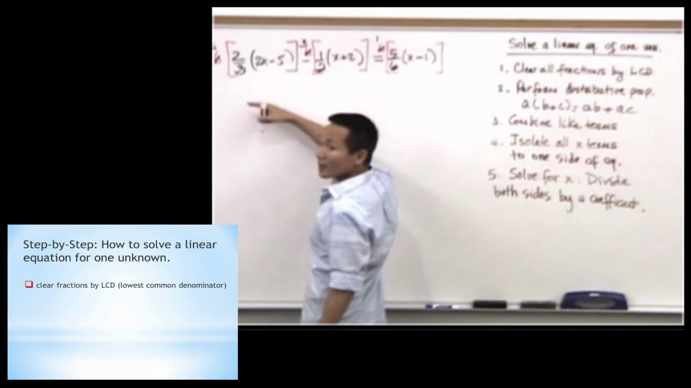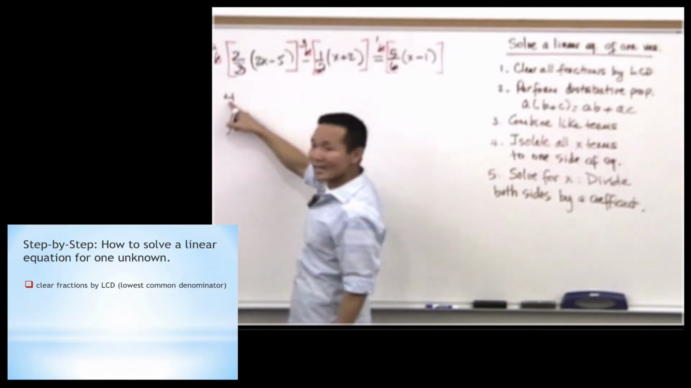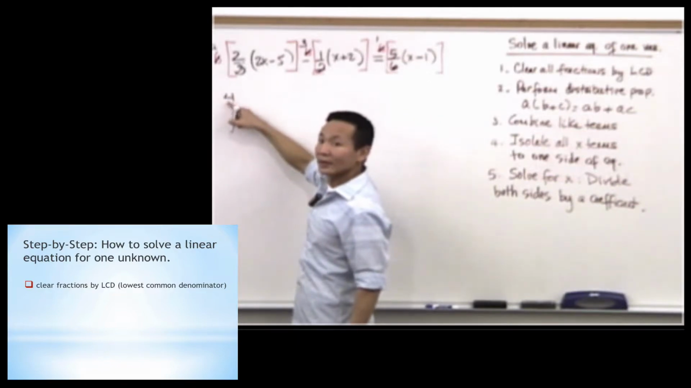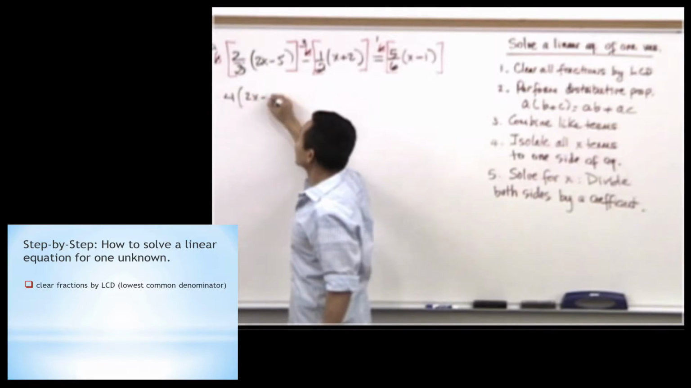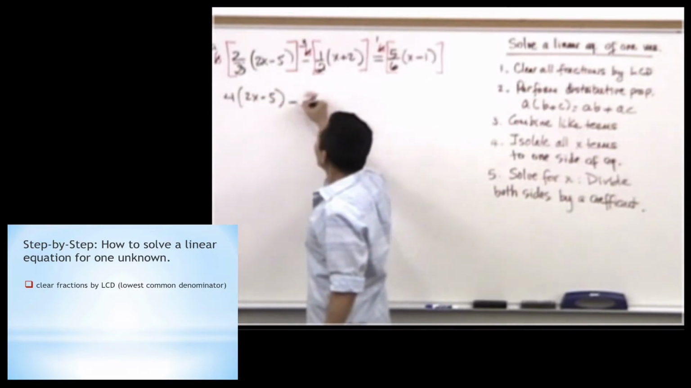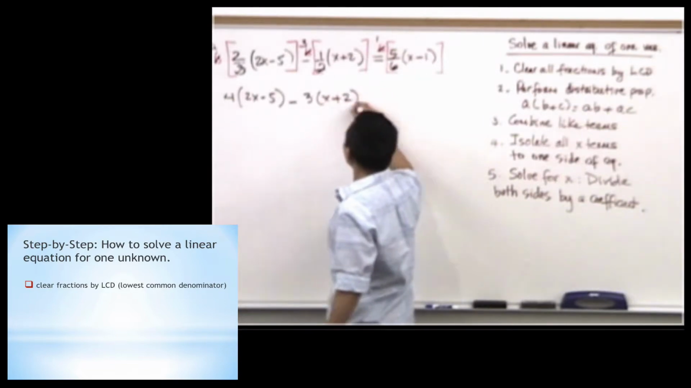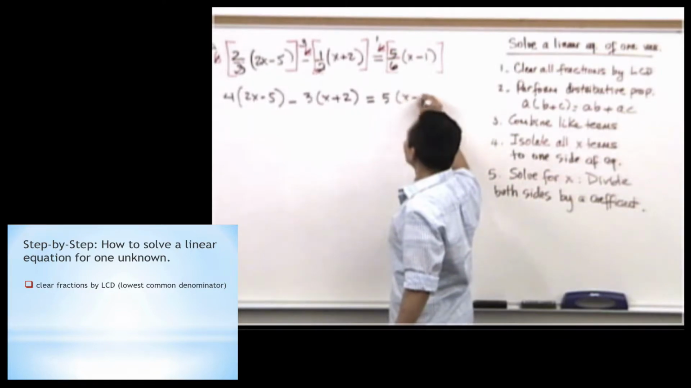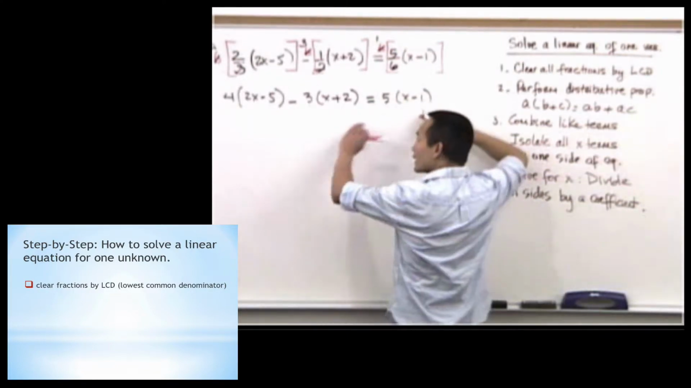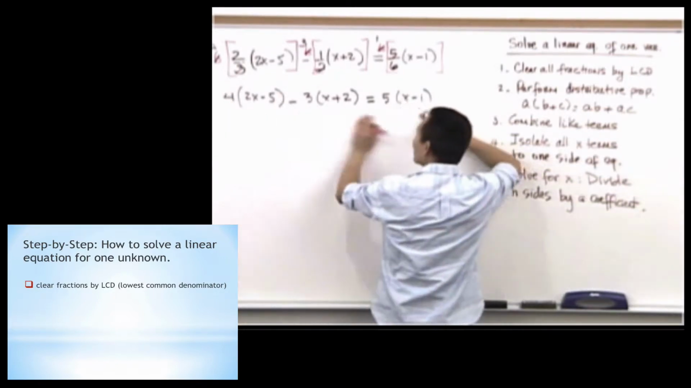The next step, 2 times 2 is 4. Now we have 4 as the coefficient. It's a whole number. It's not a fraction anymore. 4 times (2x minus 5), take away 3 times (x plus 2), equals 1 times 5, 5 times (x minus 1). We have a very nice linear equation with no fractions.